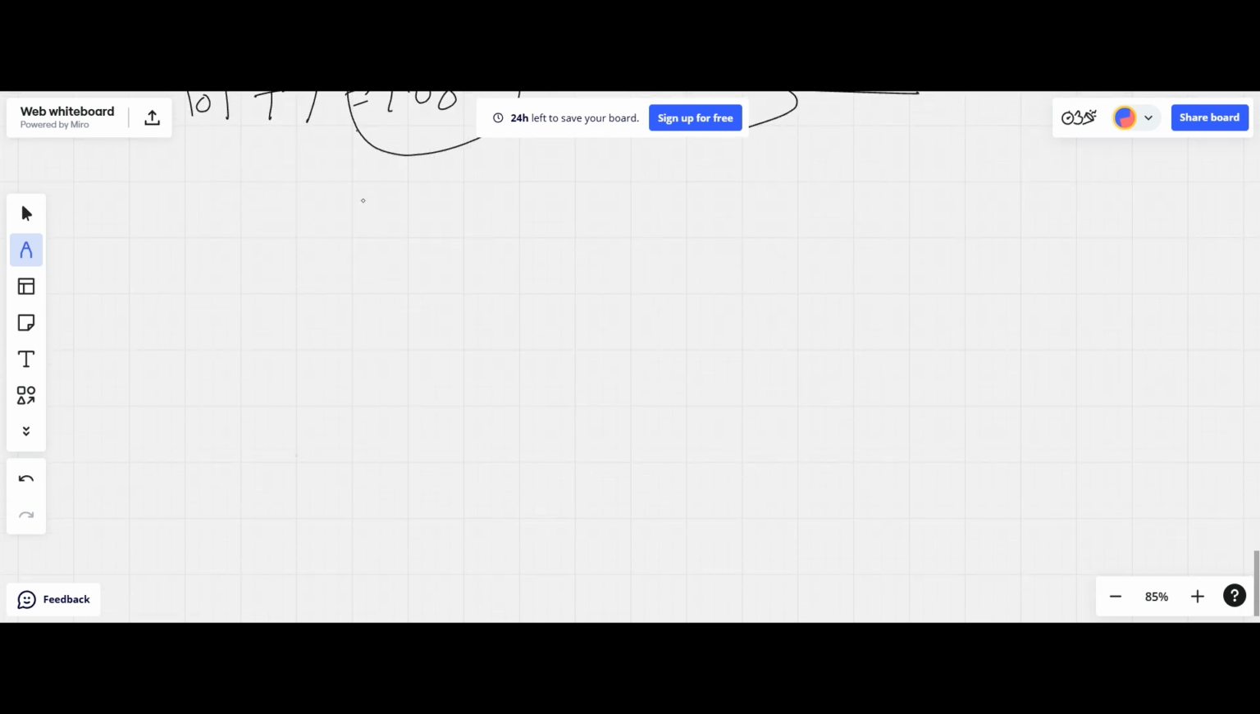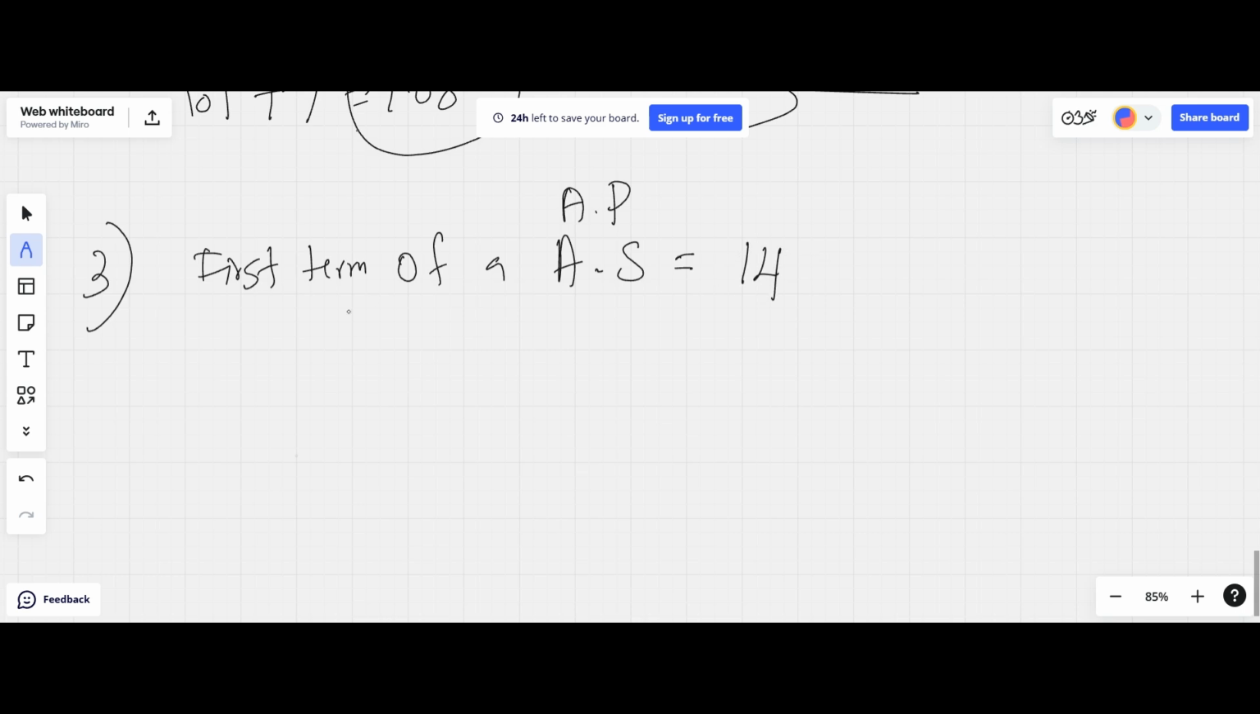Let's do some more questions. Let's say the first term of an arithmetic sequence. Sometimes we say arithmetic progression. Instead of arithmetic sequence, sometimes we may say arithmetic progression. Both are the same, different words, both are the same. So the first term of an arithmetic sequence is 14. The fourth term is 32.